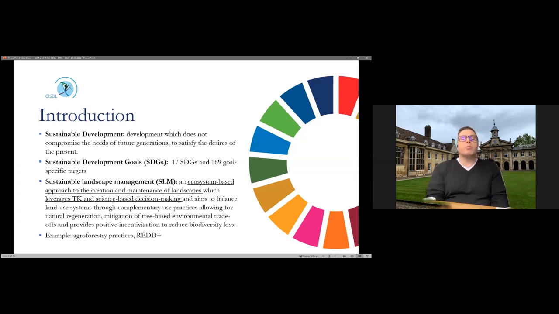In terms of sustainable landscape management, this is an ecosystem-based approach which allows for the leveraging of synergies between science-based decision-making and traditional knowledge to advance the types of programs and policies that are used to offset biodiversity loss or to foster conservation and sustainable use. And there's a couple of examples that we'll work through here.